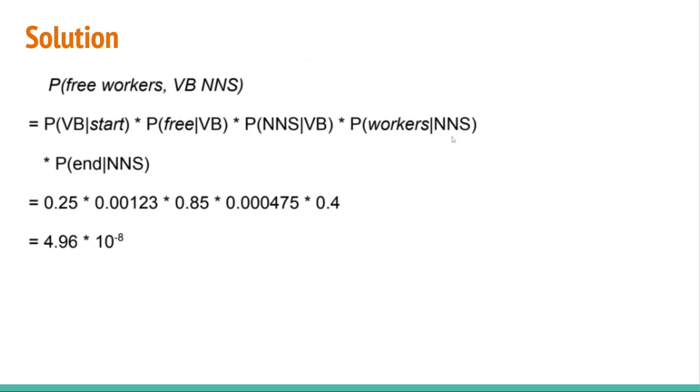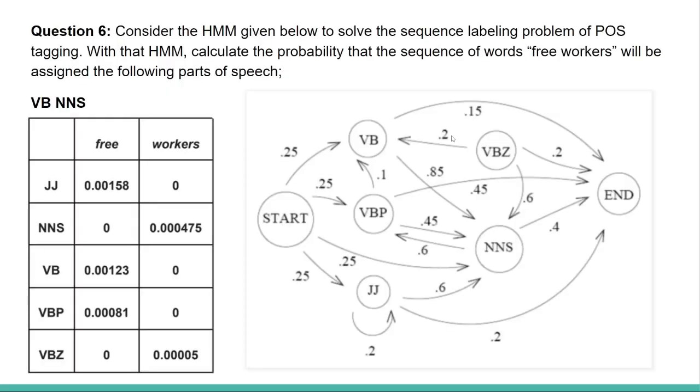Next is the probability of workers given NNS. From where can we get that? This is again an emission probability. So the probability of workers given NNS: what is the probability that the NNS tag will emit the word workers? This is 0.000475. This is the emission probability value in this case.